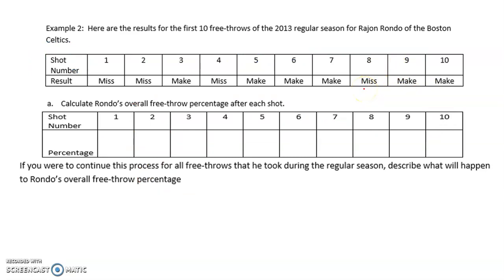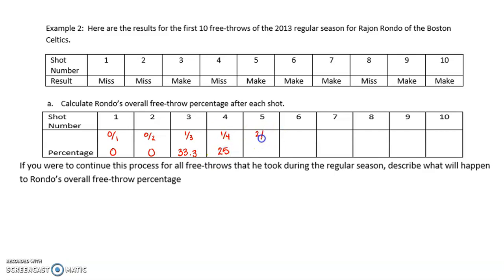Here are the results for the first 10 free throws of the 2013 regular season for Rajon Rondo. Calculate his overall free throw percentage after each shot. So the first one was a miss, that's 0 out of 1, which is 0%. We have another miss, 0 out of 2, 0%. A make, 1 out of 3, 33.3%. Another miss, 1 out of 4, which is 25%.